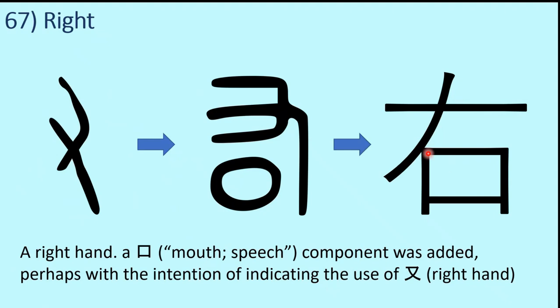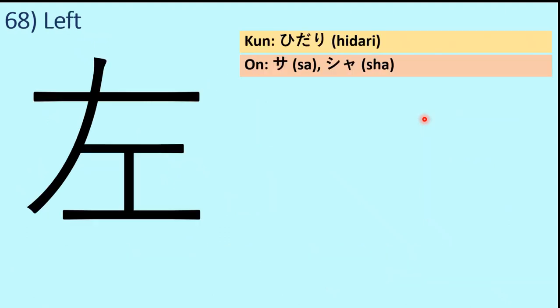The mouth has been written like this, and this portion of the right hand has been modified, in fact simplified, to this format. So this is how the kanji for right or right hand evolved. We move on to the next. After right, definitely it will be left. So this kanji is for left.